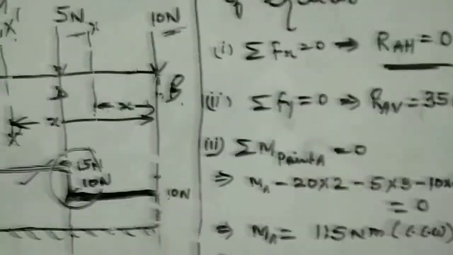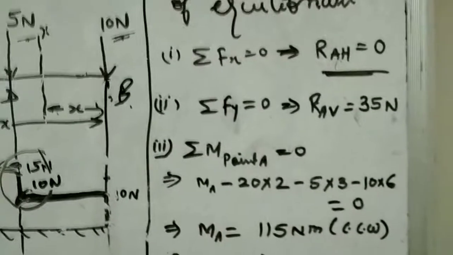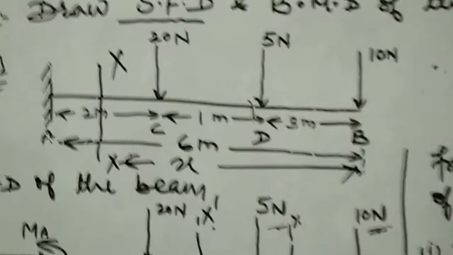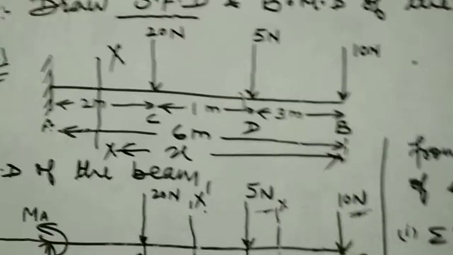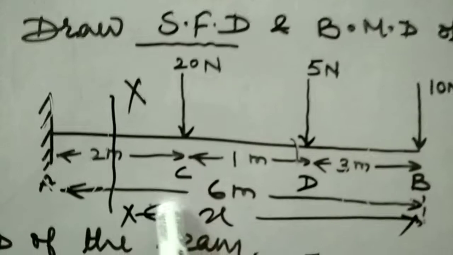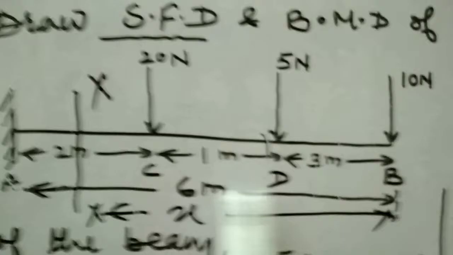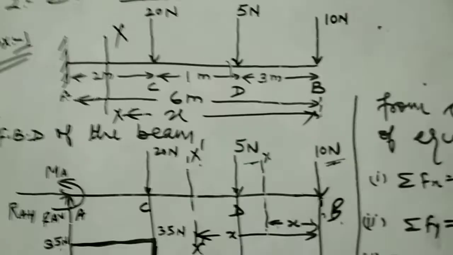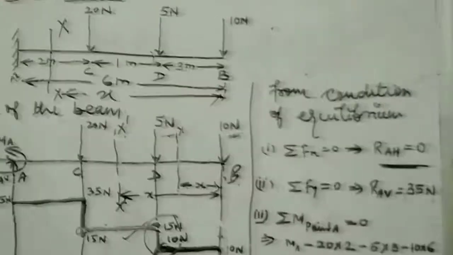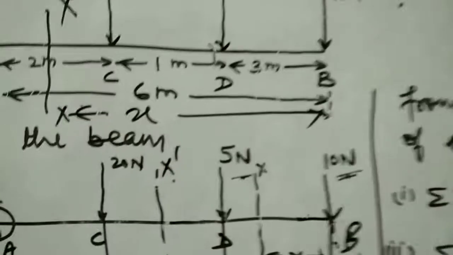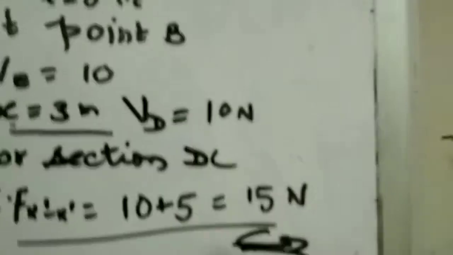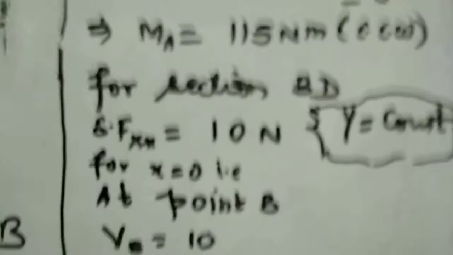Now, to draw the shear force diagram, we will use the method of section. So in the given beam, there are three sections: BD, DC and CA. There are three sections in the beam. So we will first consider section BD, that is, we will draw the shear force variation across the section BD.